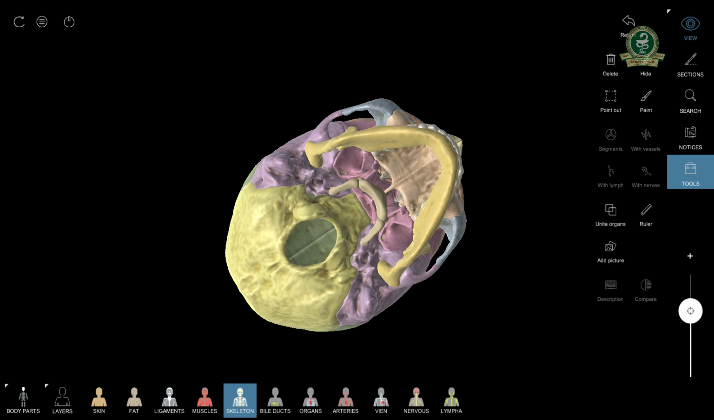Totally we divided the bones of the skull. We divide them into the facial bones and cranial bones.